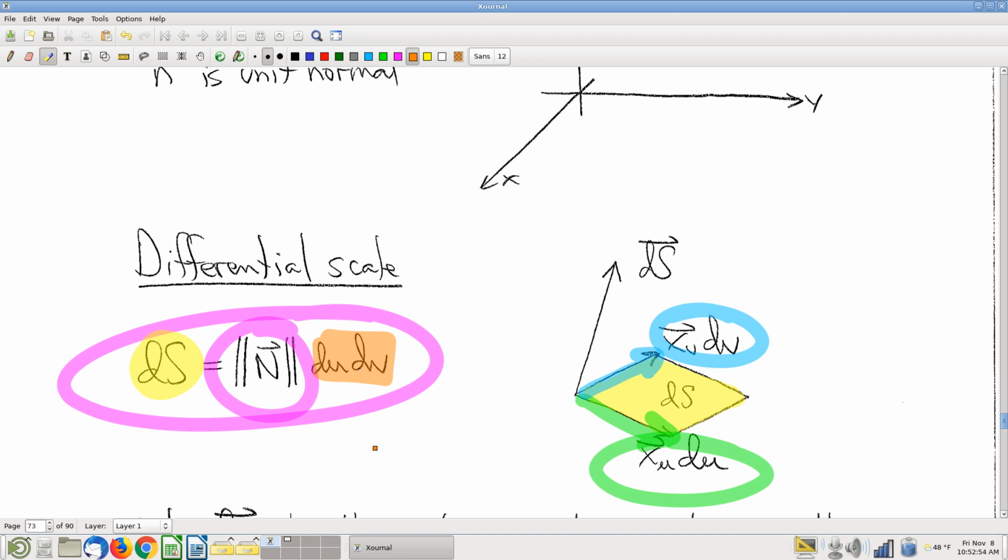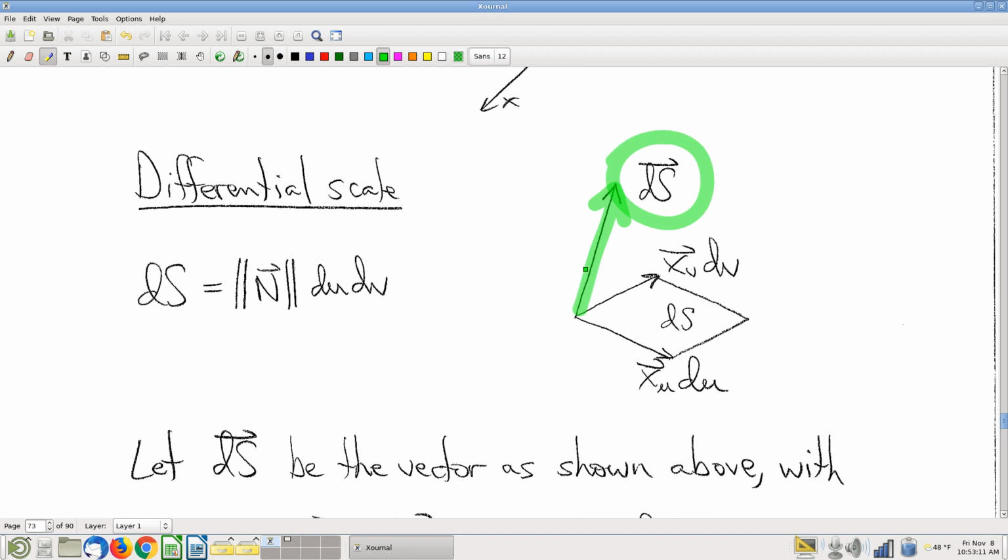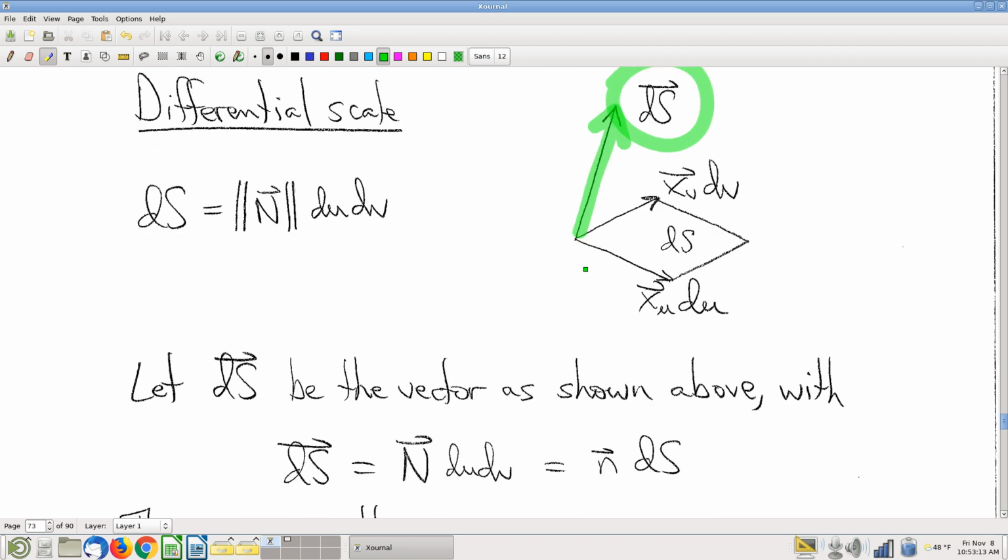If you're a little rusty on some of those things, maybe go back and polish up on those bits. Okay, so here's the new thing I want to talk about. I want to talk about this vector here that I'm going to call the dS vector. We have not talked about that before. This is a new thing. And here's my definition of it.